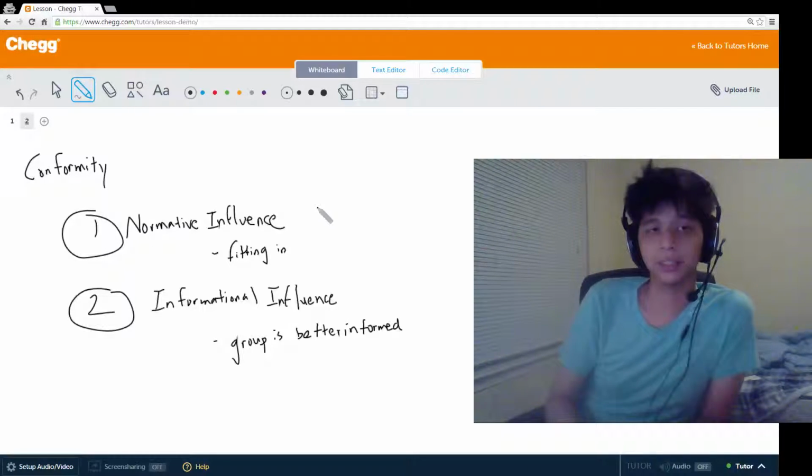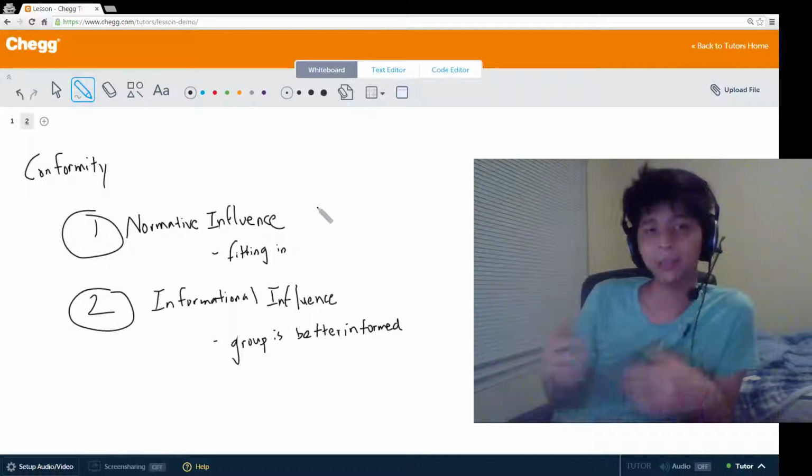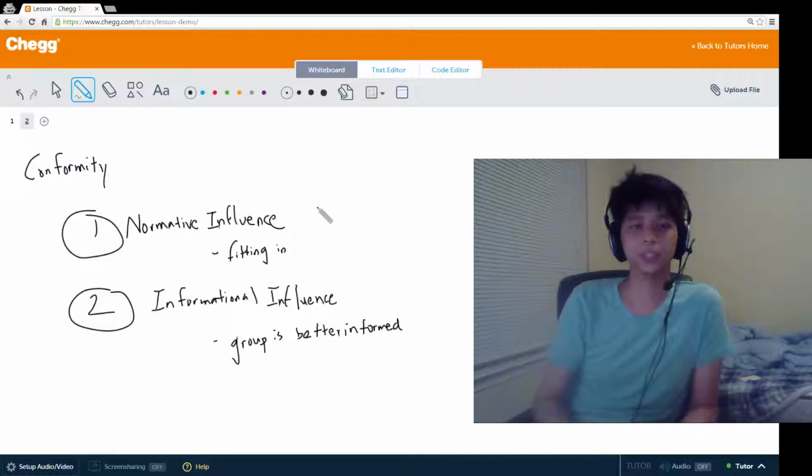And the key thing to note here is that you don't actually think the answer is false, but you say it because you don't want to seem different. And that's what normative influence is in a situation.